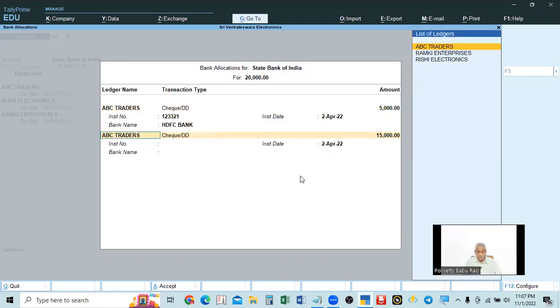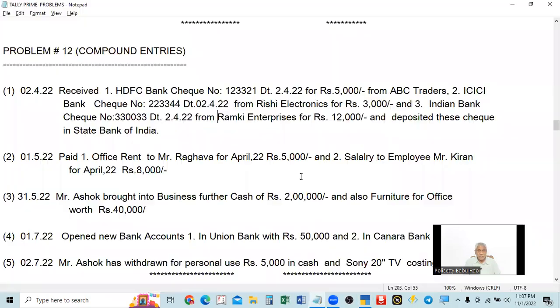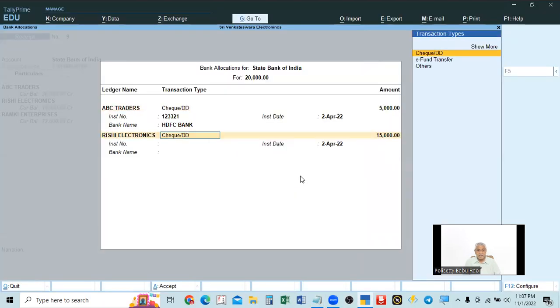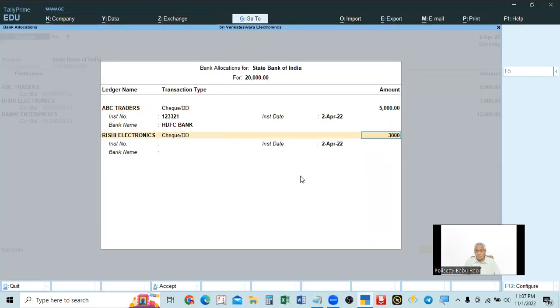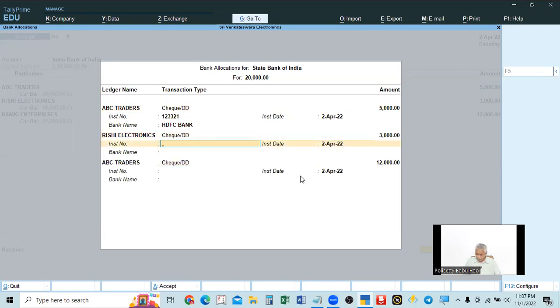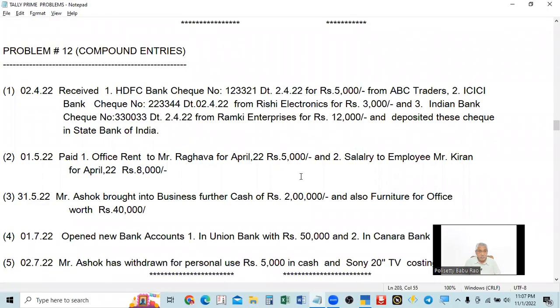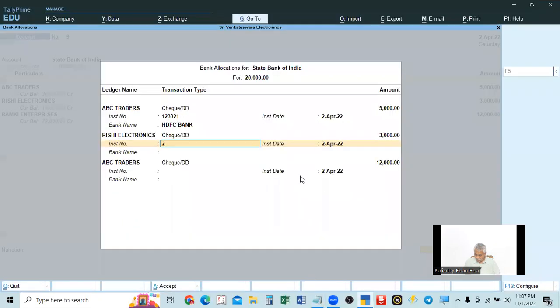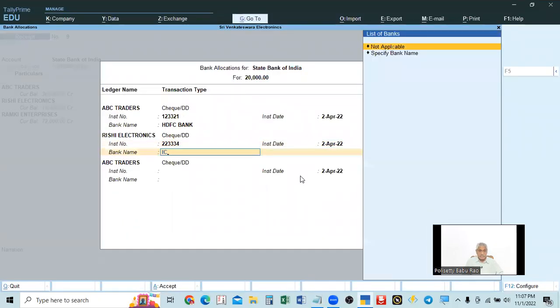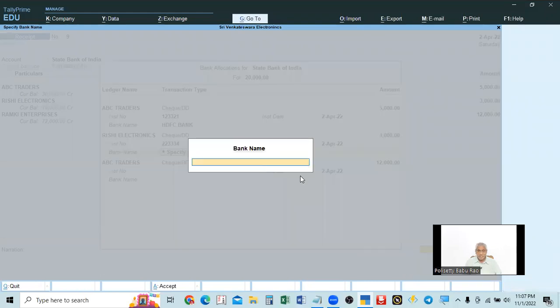Okay. Next second one. Come back. Rishi Electronics. Check. And amount is 3,000. Then come to bank. What is the next check number? Check number is 223334. Okay. Then bank is ICICI Bank. So it's not there. So select the bank, ICICI Bank.